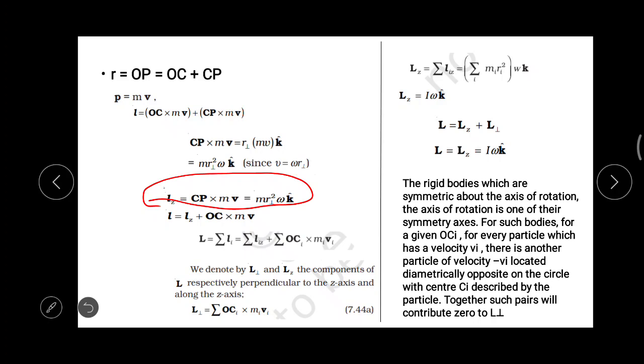So here, these Lz and L perpendicular are the components of the angular momentum L. Now let us come to the L perpendicular. L perpendicular is actually the summation of OCi cross Mi Vi. When you take the cross product OCi cross Mi Vi, the angular momentum vector will be perpendicular to the axis of the rotation.